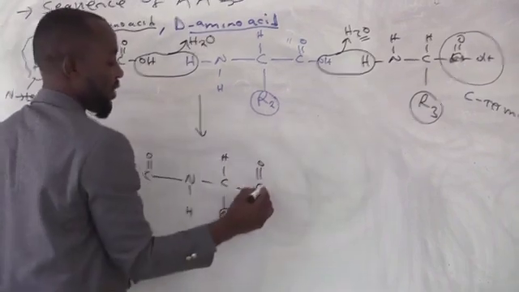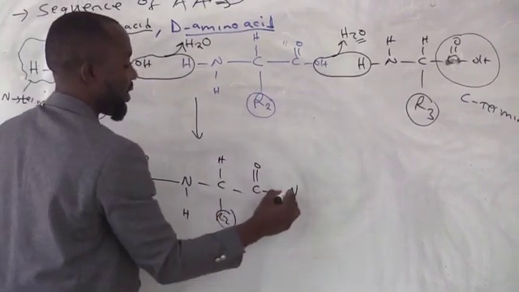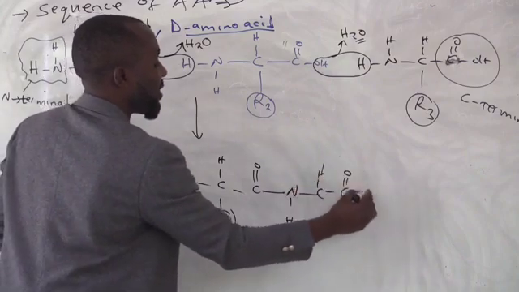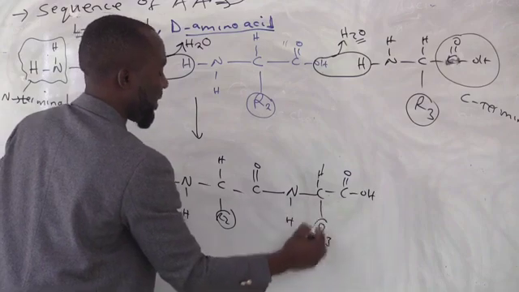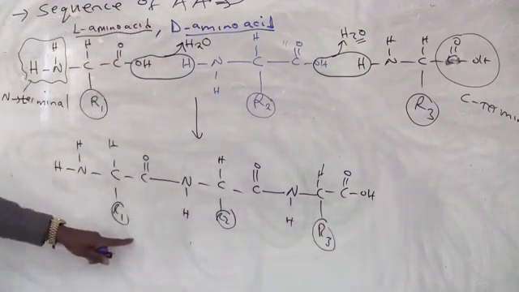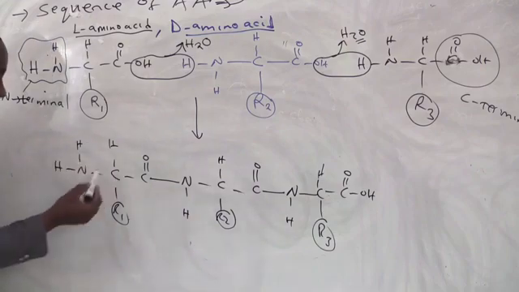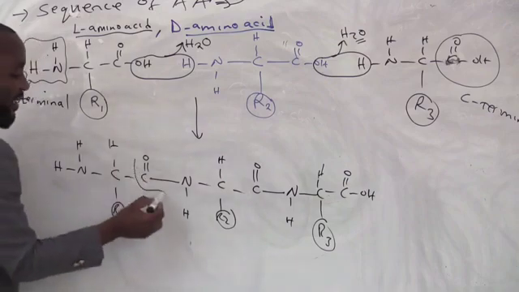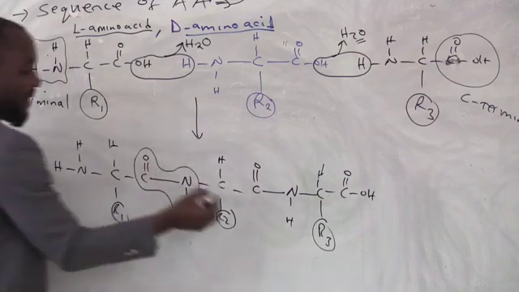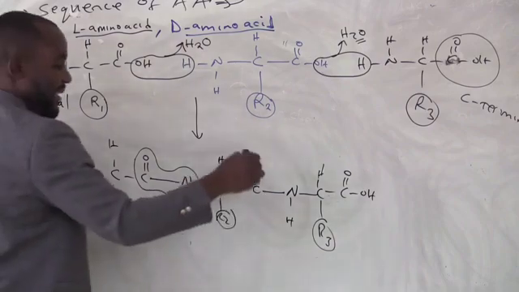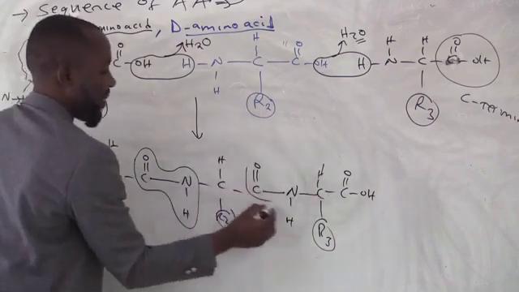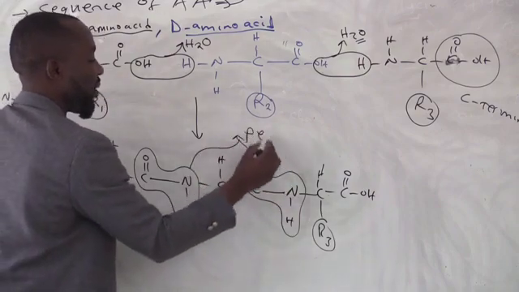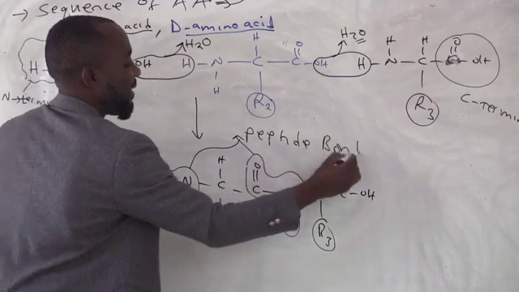Again, we used OH and H, so carbon will bond directly to nitrogen, and then we are going to have C, H, and then carboxyl group at the end, and this is R3. This is our final structure, and the bond linking the first amino acid to the next one is this one I'm circling here. Even here, the bond linking this amino acid to this one is this one. And the name of this bond that links amino acids is what we call a peptide bond.